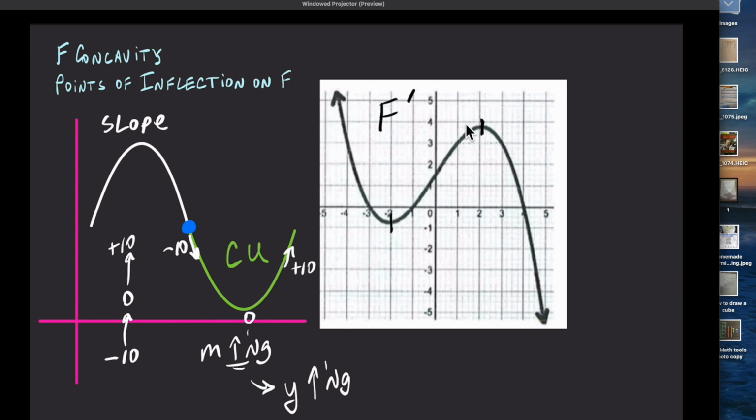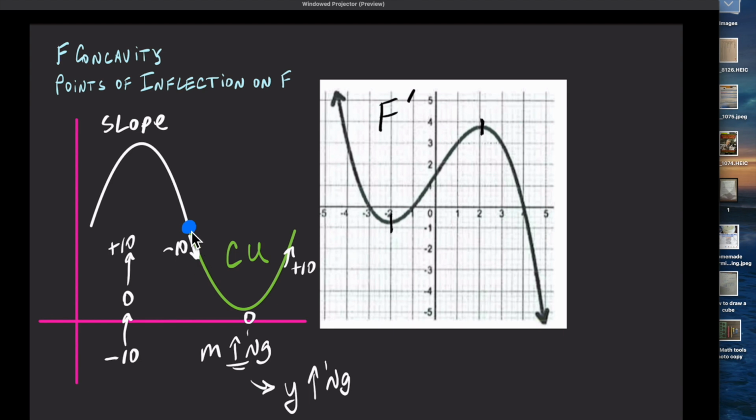decreasing or increasing. If f prime is decreasing, if the y value of f prime is decreasing, that means the slope on f is decreasing. The slope of f decreases on concave down graphs. Conversely, whenever f prime is increasing, whenever the y value on f prime is increasing, that means the slope on f is increasing. Increasing slopes mean a concave up portion of the graph.